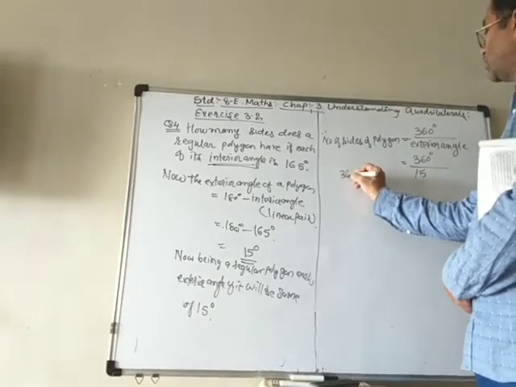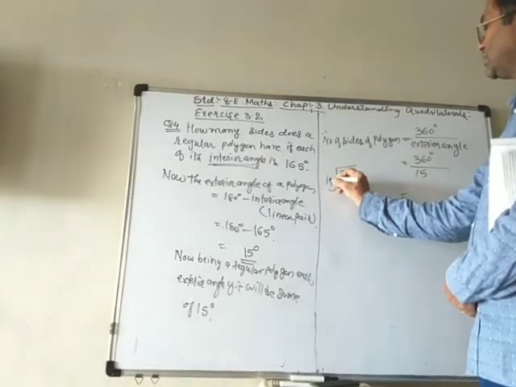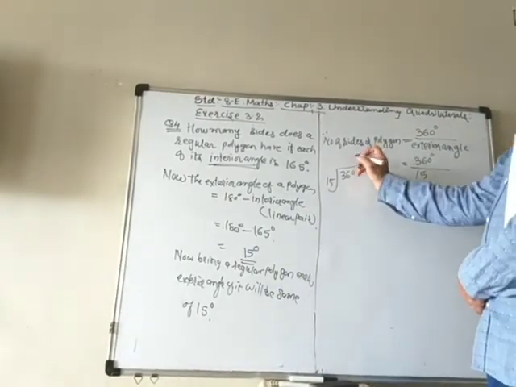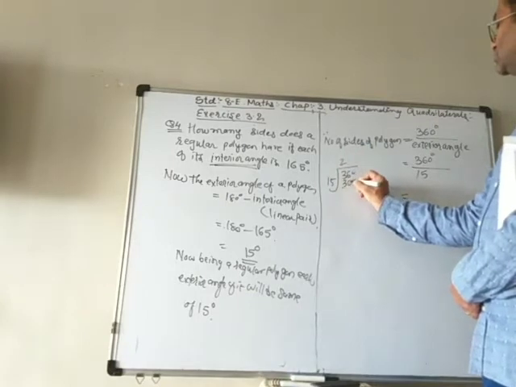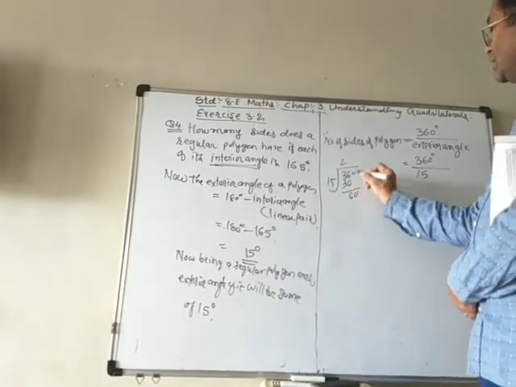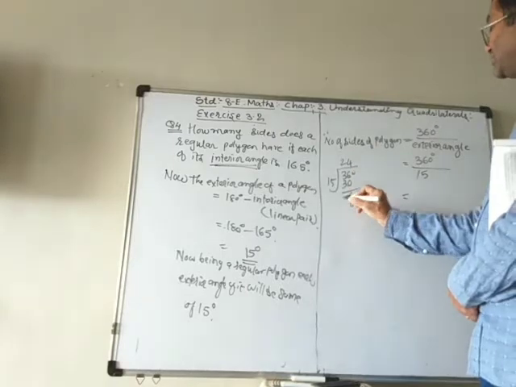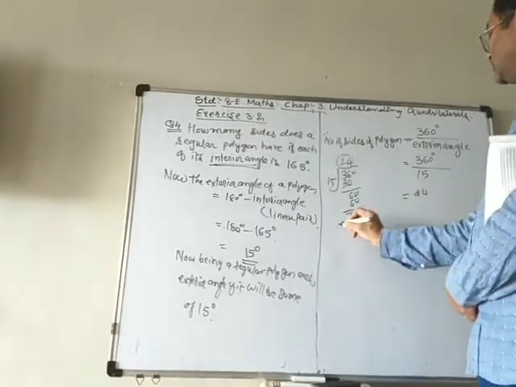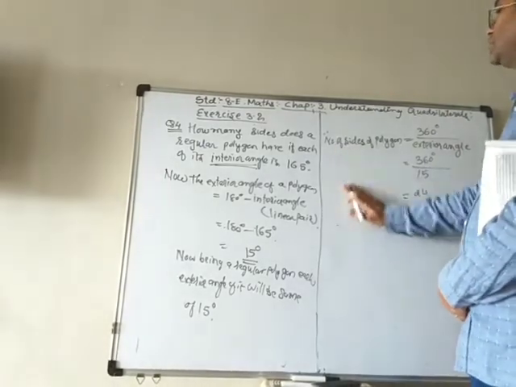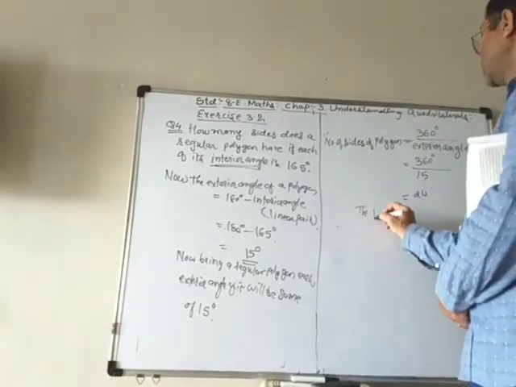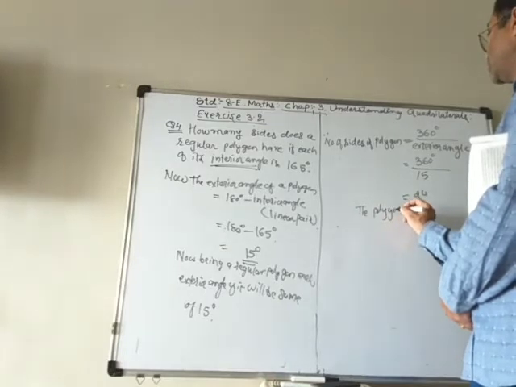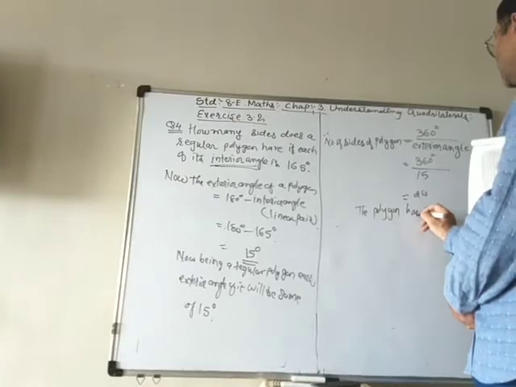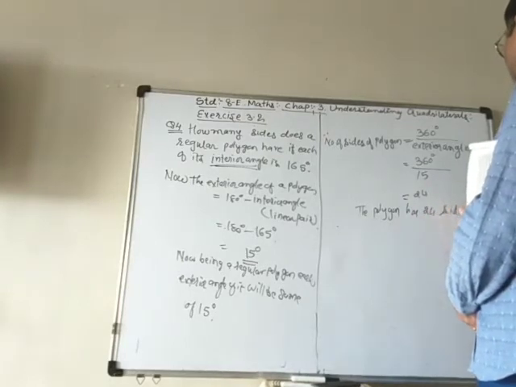So now we have to divide 360 by 15. 15 ones are 15, 15 twos are 30, and 15 fours are 60. So how many sides will be there? 24. Therefore, the polygon has 24 sides.